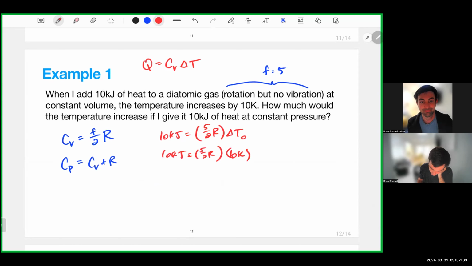And actually, we would need the number of moles here, right? Otherwise the statement would not make sense. So 10 kilojoules is n 5/2 R times 10 K. So we could actually solve for the number of moles of gas that we have as well.